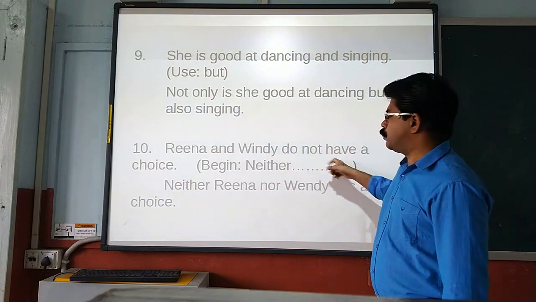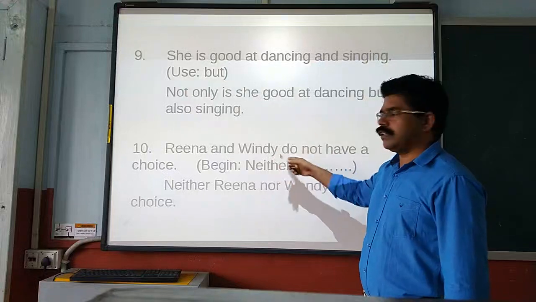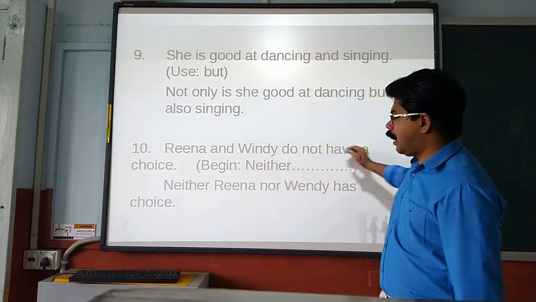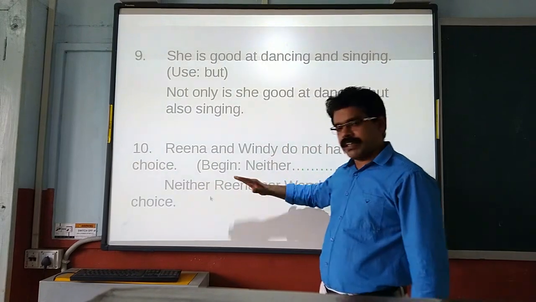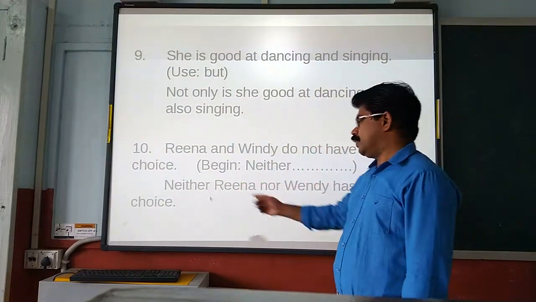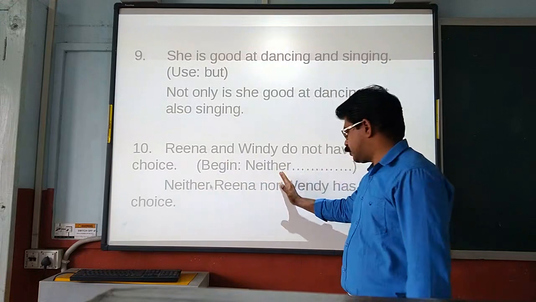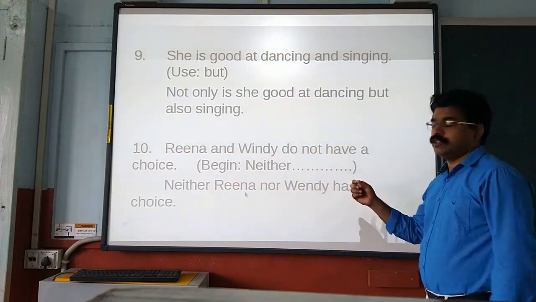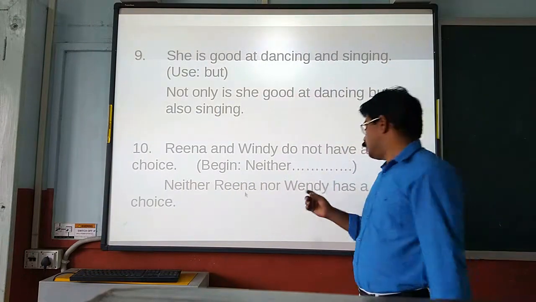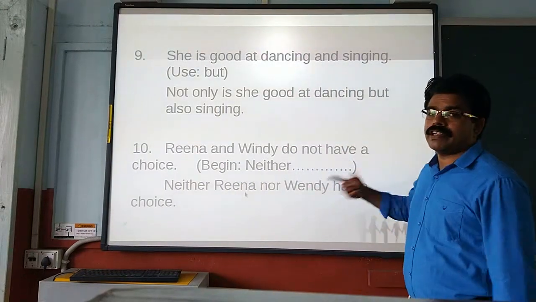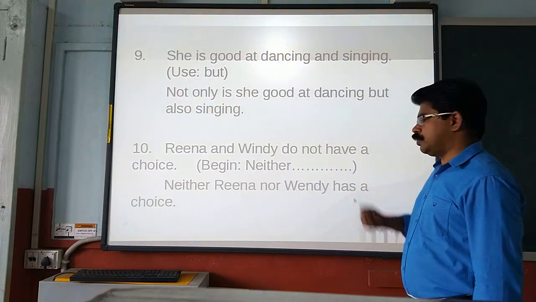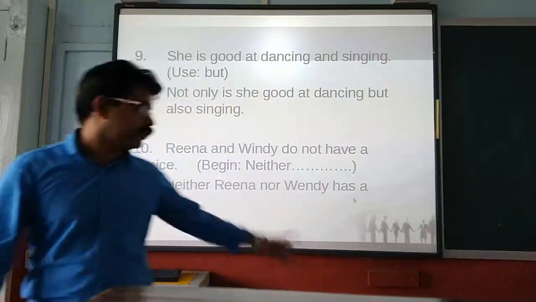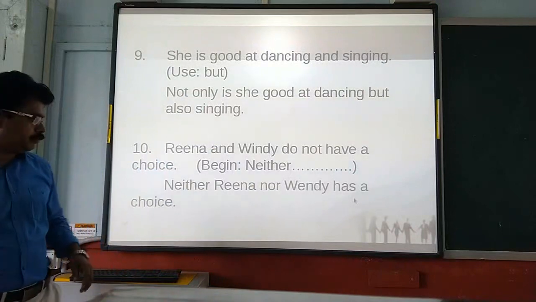Have is used with plural do, otherwise does should have been there. So, here since it is plural form, and here when it comes to neither Reena nor Wendy, this person does not have, this person also does not have. Neither this person nor this person. Therefore, we are counting none of them. So, it is has, neither, nor. So, it has to be has. I hope you got the reason why we have used has there instead of have.